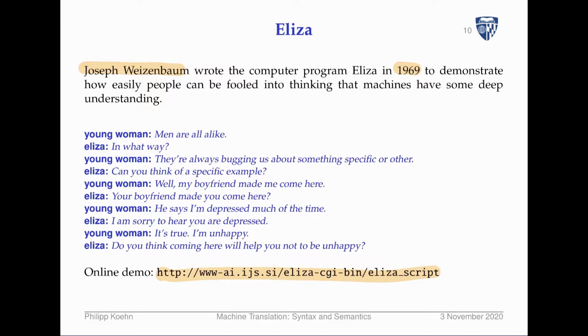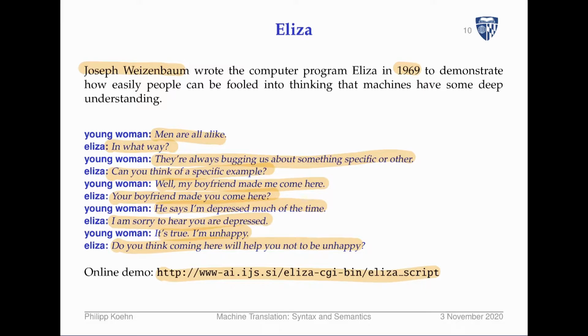So here's a young woman comes in and says, men are all alike. And then Eliza asks, in what way? Young woman: they're always bugging us about something or other. Can you think of a specific example? Well, my boyfriend made me come here. Your boyfriend made you come here. He says I'm depressed much of the time. I'm sorry to hear that you're depressed. It's true, I'm unhappy. Do you think coming here will help you not to be unhappy? So that's a pretty impressive conversation.